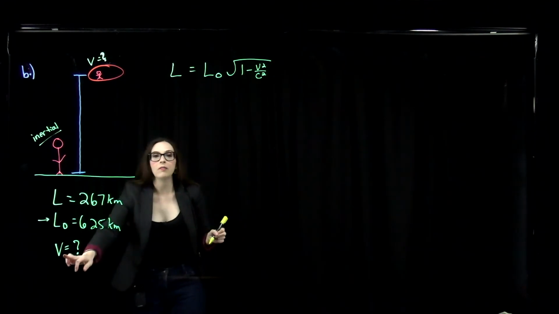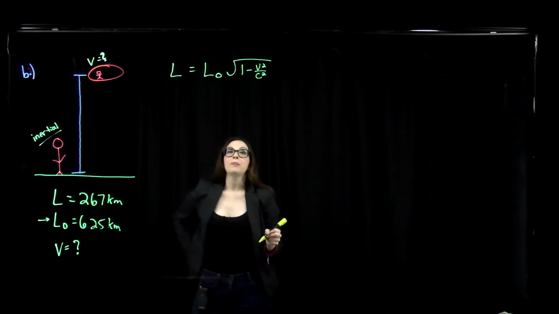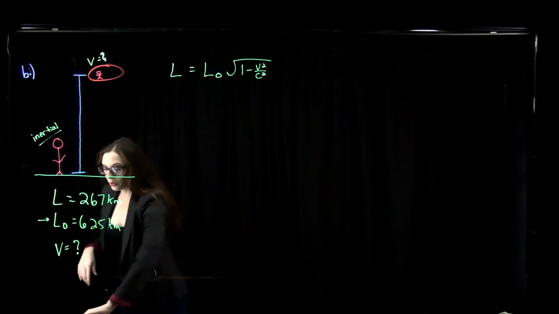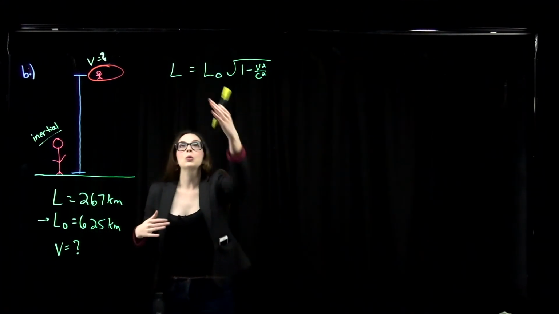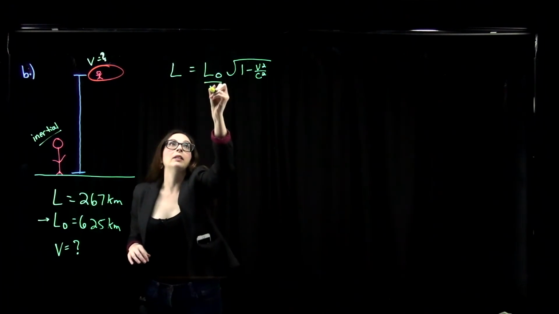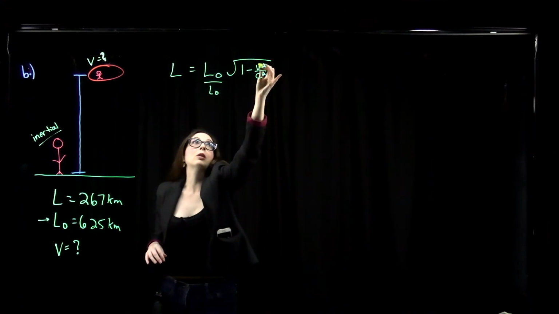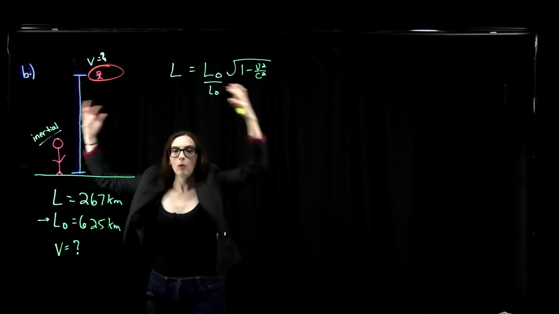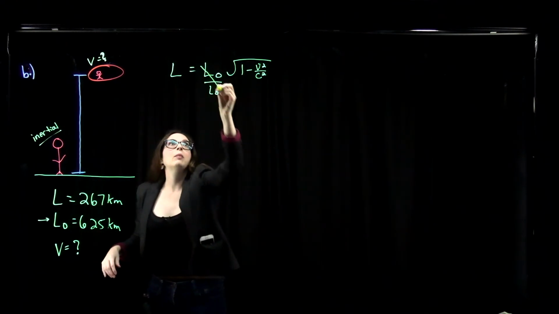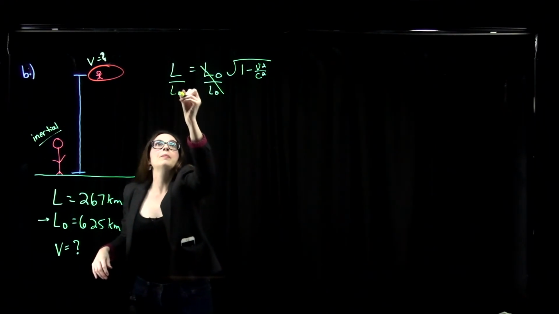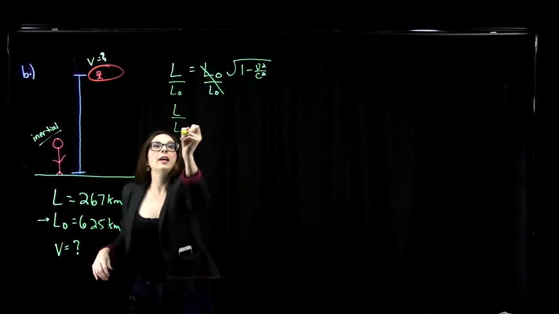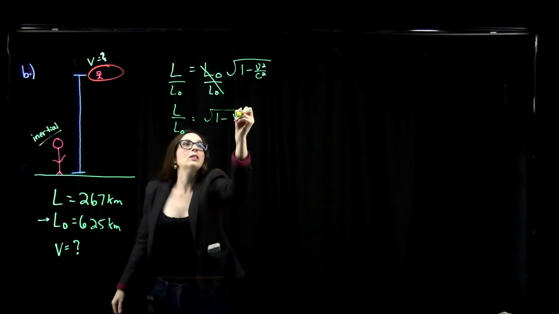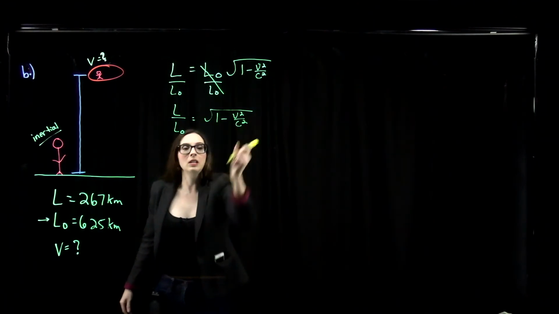And we're trying to solve this equation for v. All right, so we've got to do some algebra steps here in order to solve this equation for v. So we have to divide both sides by L naught. We've got to get this term by itself. So we've got to move everything over to the other side however we can. So we're going to divide both sides by L naught here. So L over L naught is equal to the square root of 1 minus v squared over c squared.